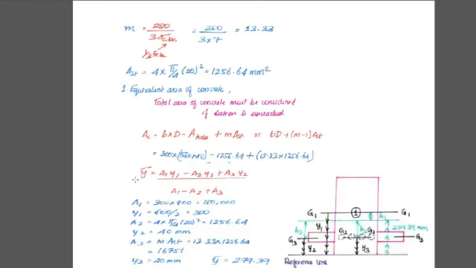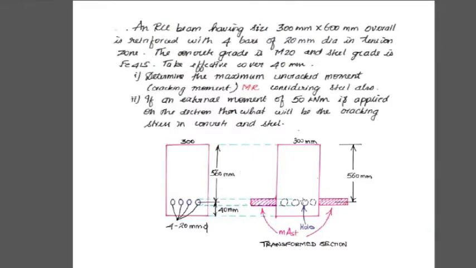we have to find the y bar. Why? Because we have to give the bending equation. So y bar equals A1 y1 bar, A2 y2 bar, and A3 y3 bar. Here A1 is nothing but the normal concrete area portion, the normal area of the total beam, and A2 is nothing but the area of the hole. A3 is nothing but the transformed section.